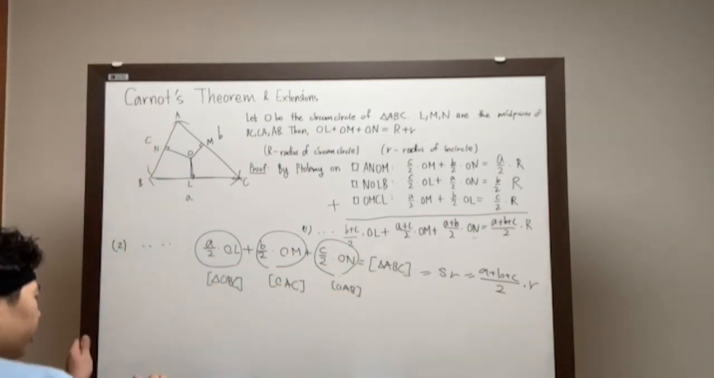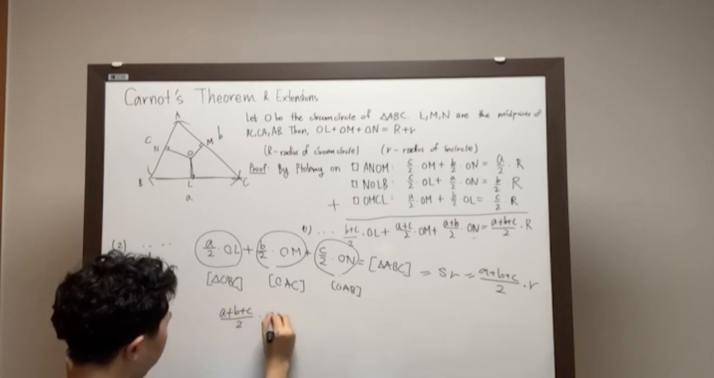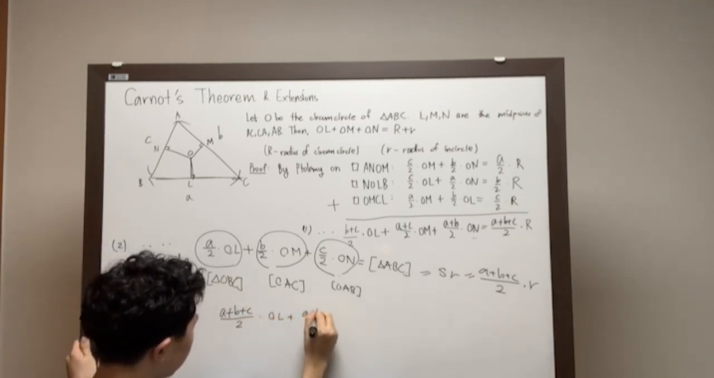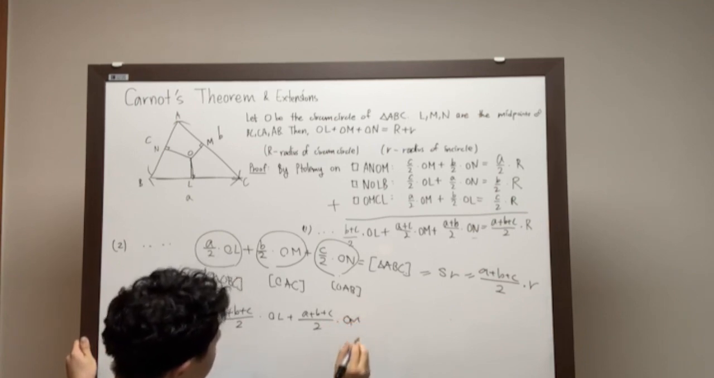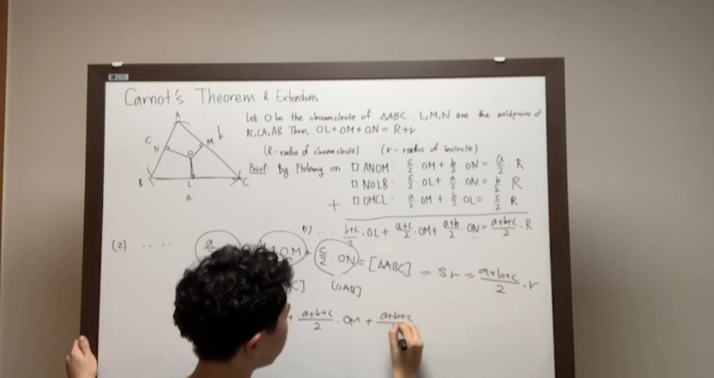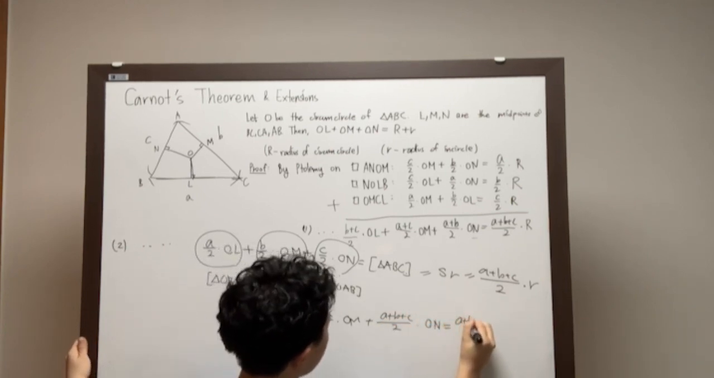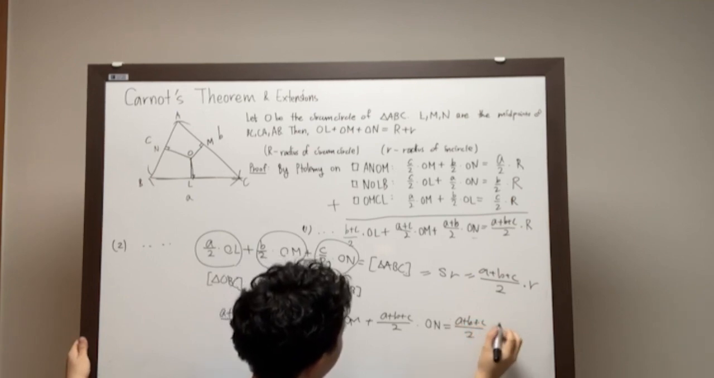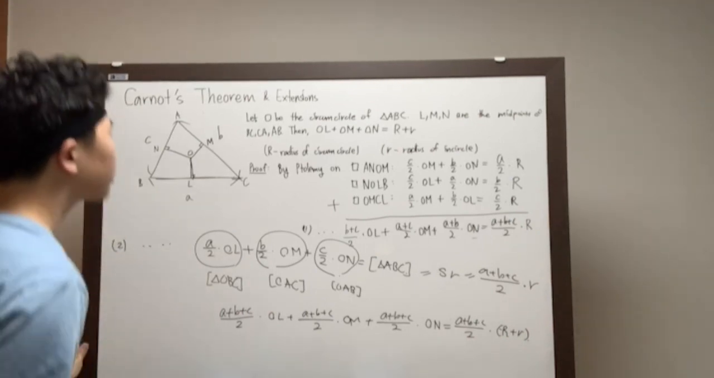So let me just do that. We get that a plus b plus c over 2 times OL plus a plus b plus c over 2 times OM plus a plus b plus c over 2 times ON is equal to a plus b plus c over 2 times R plus r. So this is done.